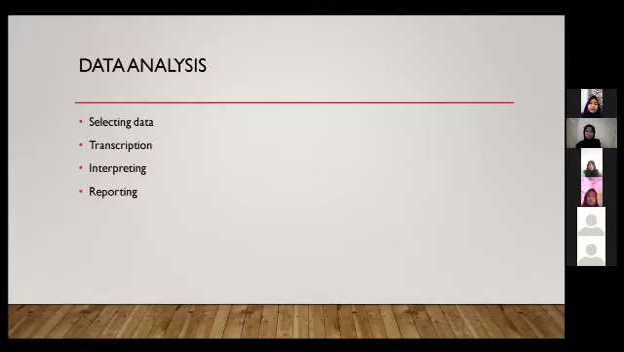I will explain data analysis, selecting data, and transcription. First, data selection is defined as the process of determining the appropriate data type and source, as well as suitable instruments to collect data. Data selection preserves the actual practice of data collection.